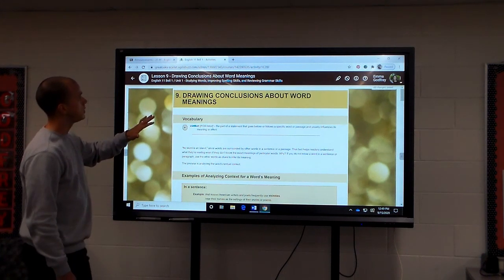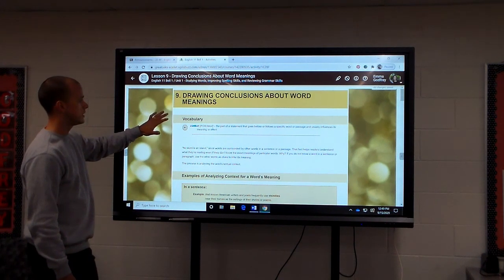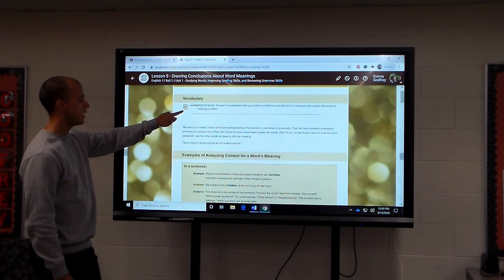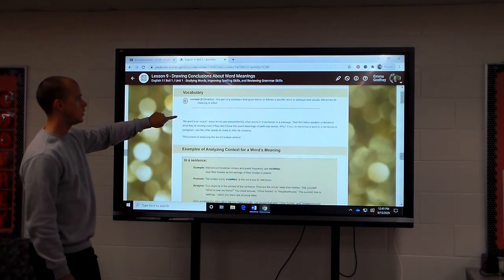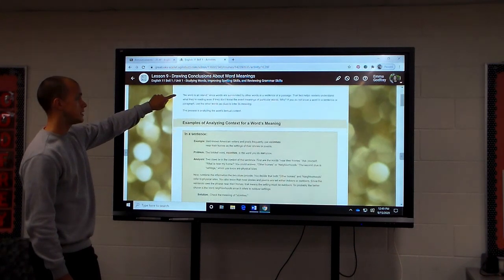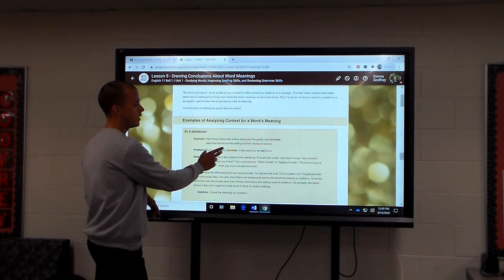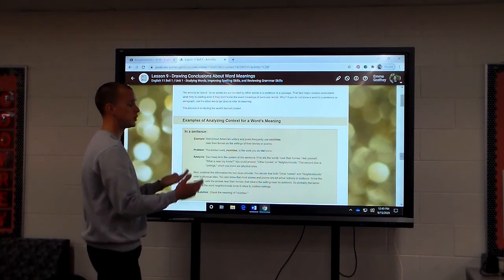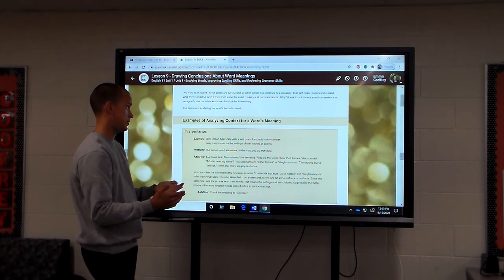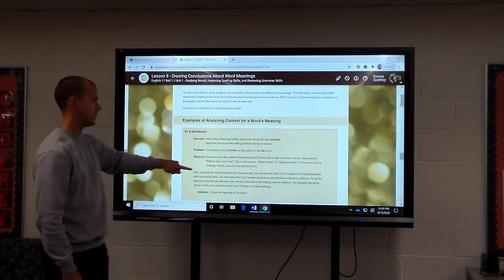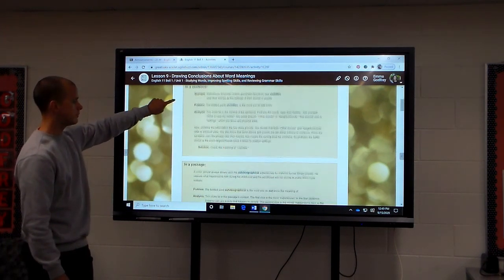So after you've completed lesson 8 and you're into lesson 9, you'll notice that this word context comes up a lot. And that's just a fancy way when you are scrolling down to start to see some of the examples. That is a fancy way to say what is outside of the bolded word that will give you key terms to what it actually means. So you'll have some examples of analyzing context for a word's meaning directly below it, first thing.